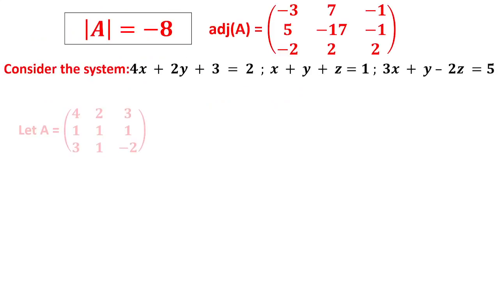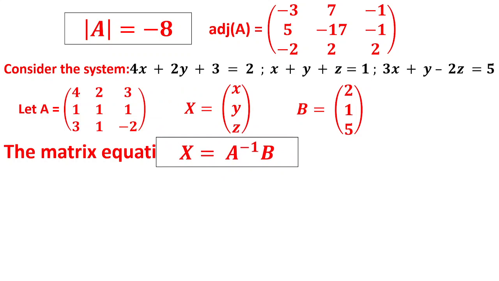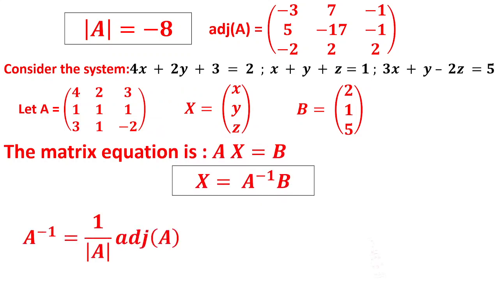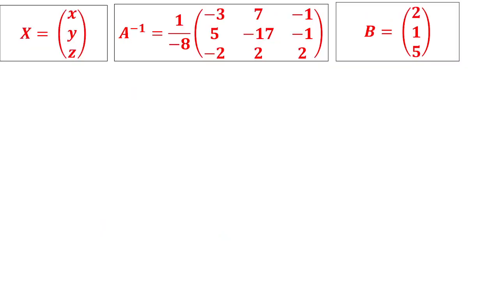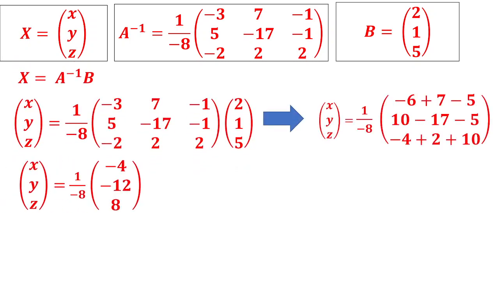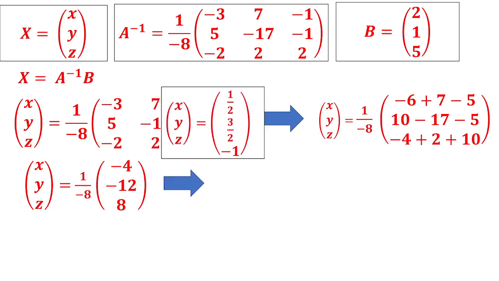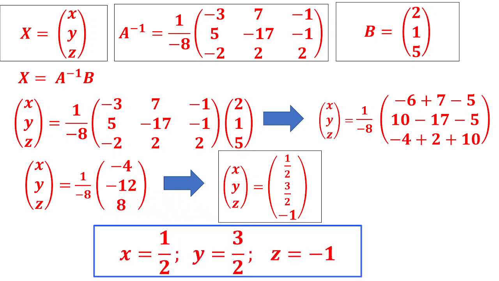Well, now I think no need to calculate anything in this problem, because I have determinant, I have adjoint. Therefore, I will take what is A, what is X, what is B. I write AX is equal to B, X is equal to A inverse B. I know what is A inverse, 1 by determinant A into adjoint, so 1 by minus 8 into the adjoint. Well, now I have A inverse with me, I have B with me, multiply, X is equal to A inverse B. Therefore, when I multiply, I get 1 by 2, 3 by 2 and minus 1. Therefore, X is 1 by 2, Y is 3 by 2, Z is minus 1.